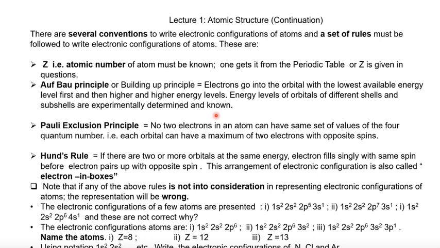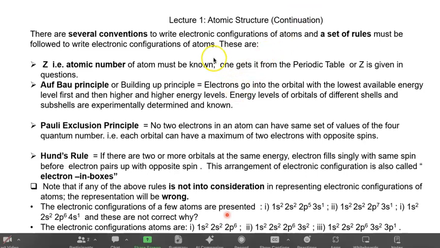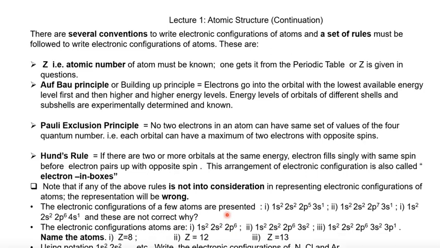Do not forget that if you do not follow any of these principles, your electronic configuration representation will be wrong, totally wrong. I have given a few examples of electronic configurations written in 1s, 2s in this convention. I have given 3 electronic configurations here, and I said these are not correct. Why? The next question is why.